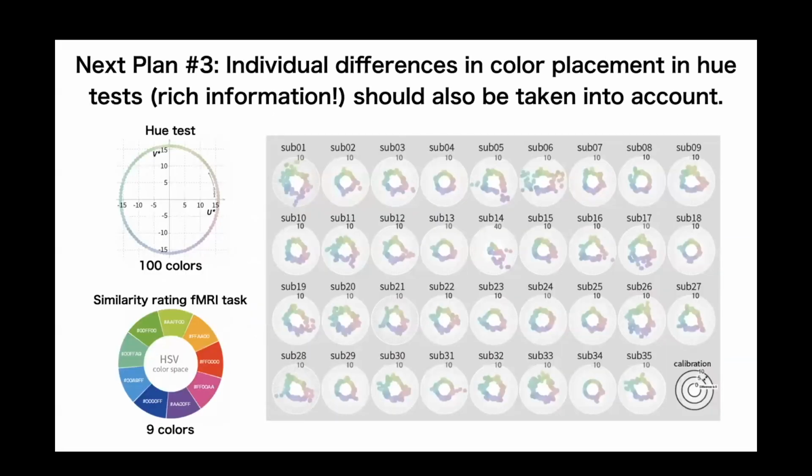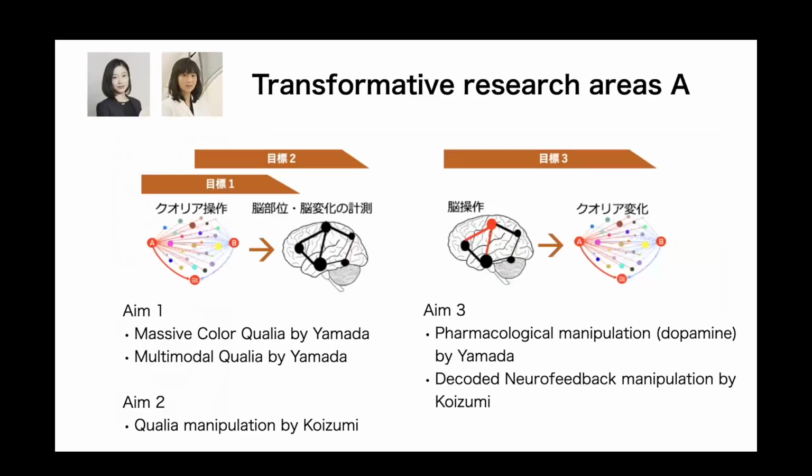And also, there are individual differences in color placement in the hue test, which is very rich information. We have 100 colors, and we ask participants to arrange the colors. And here these indicate individual differences in arrangement. And in the similarity rating fMRI task, we only had 9 colors. It's poor, so we can include this data to better understand the Qualia structure and the brain responses and their relationship. I don't have any more time, right?